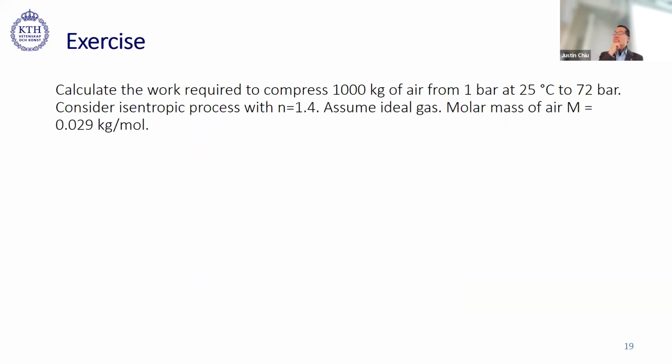Let's have a quick exercise here. 1 ton of air from 1 bar at 25 degrees Celsius to 72 bar. Consider isentropic, so here, adiabatic reversible. Assume ideal gas. The molar mass of the air is 0.029 kilogram per mole. So if we want to put it directly into the equations that we had earlier, for W, this one is an open system, right? Yeah, we can say we are working with the open system.